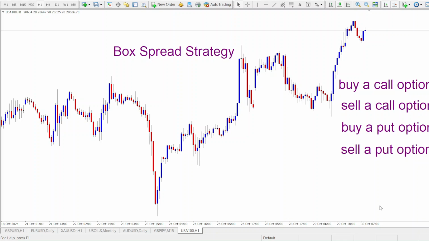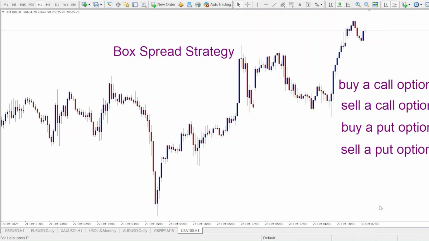Additionally, the box spread can also serve as an excellent way to take advantage of arbitrage opportunities. You know what arbitrage trading is? That is trying to take advantage of price differences. So when the options market misprices the box, you can step in and profit from the price discrepancy, basically. However, like any trading strategy, the box spread isn't without its pitfalls.